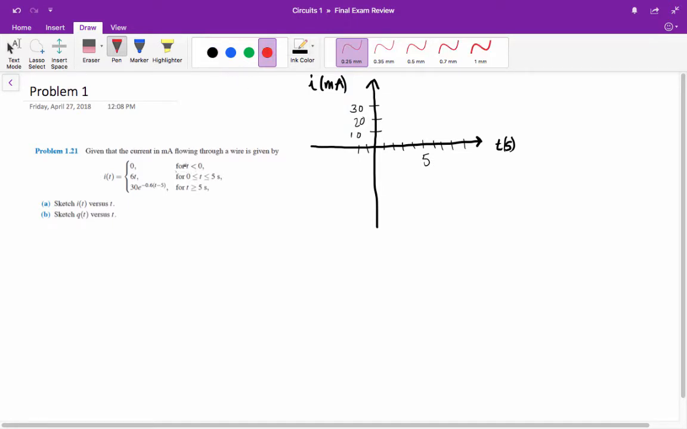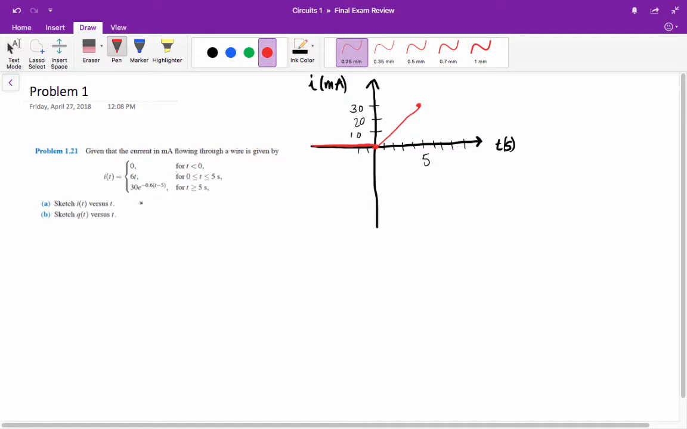Now for t less than 0, we have 0. So right there. And for t between 0 and 5, we have 6t. That's a straight line. You only need 2 points to graph a straight line. At 0, 6 times 0 is 0. And at 5, the other endpoint, 6 times 5 is 30. And that's our graph for t between 0 and 5.